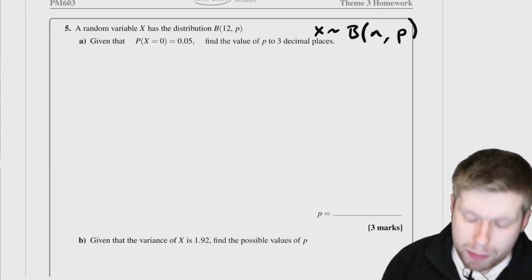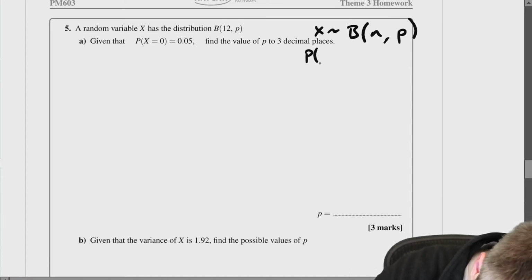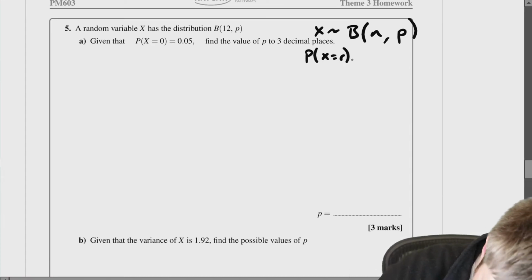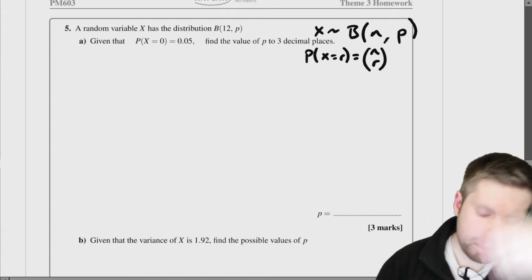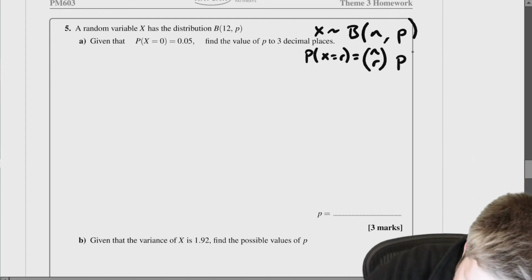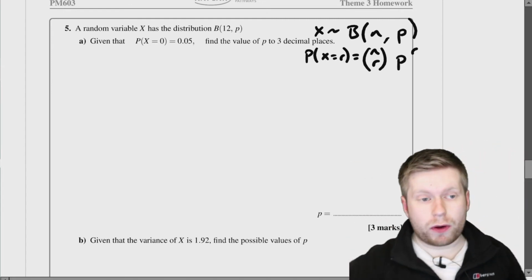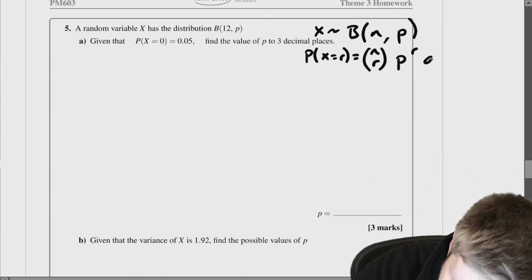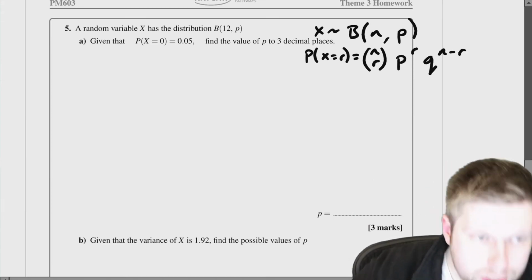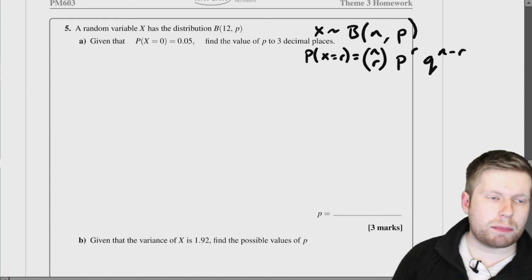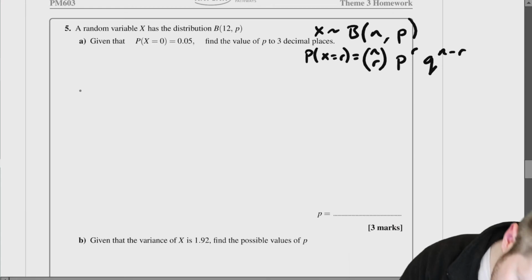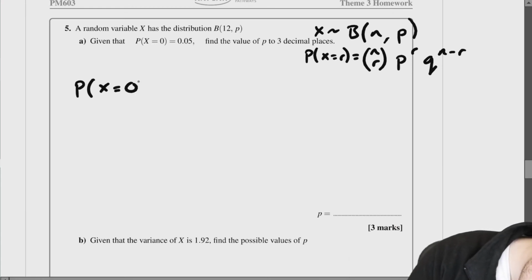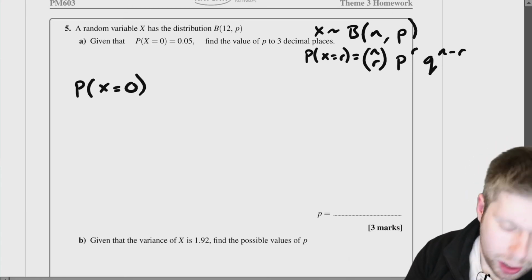Yes, we can. Let's remember, what is the probability that x is equal to some particular value? Well, that's quite simply the number of ways of choosing that many successes from the number of trials that we're doing, times the probability of success to the power of the number of successes we're interested in, times the probability of failure to the power of the remaining number of trials. So if I stick in r is equal to 0, the probability that x equals 0, I can use this probability mass function in the top right hand corner to work this out.